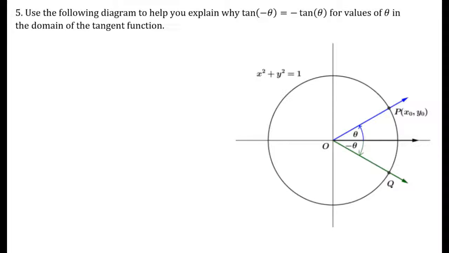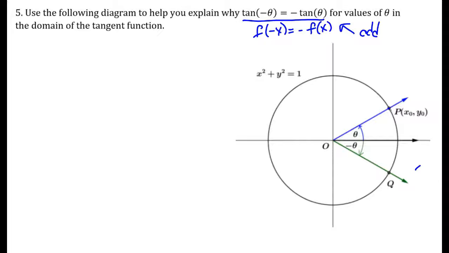Number 5, use the following diagram to help you explain why tan of negative theta is equal to negative tan theta. Maybe you remember from the beginning of the year that this defines an odd function: f of negative x equals negative f of x. This makes tangent odd. It has symmetry. The graph of tangent should have symmetry when rotated 180 degrees about the origin. But let's use the unit circle here to prove that this is true.